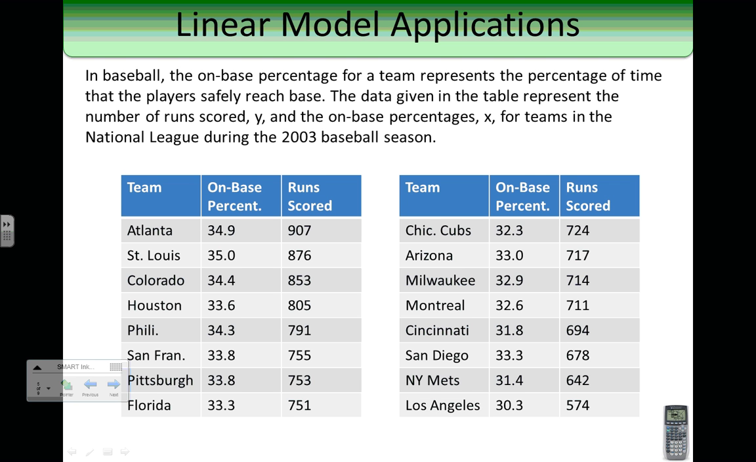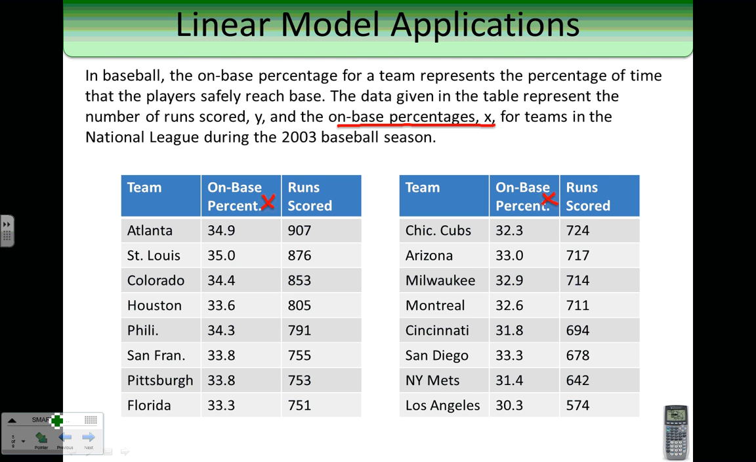Okay, so again, our on-base percentage, which is our X value. That's the percent of times that a runner gets on base. Okay, so over the whole season, for example, Atlanta had 34.9% of their players get to base safely. Okay, first base at least.